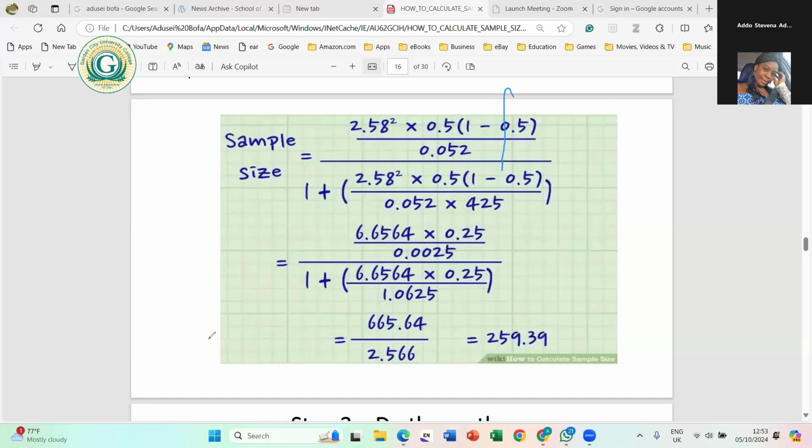Ado, Stevena, Aduchua. Okay. Sir, please, I had 259.4 and yours is 0.39. I wanted to know if it's the same thing. Yes, the same thing. I will advise you that you approximate it to the nearest whole number. Okay, that's it. Thank you.